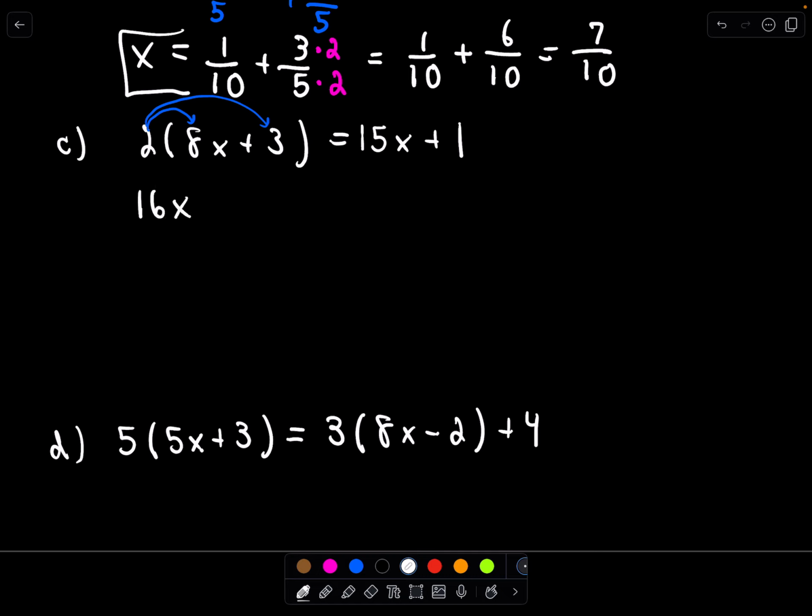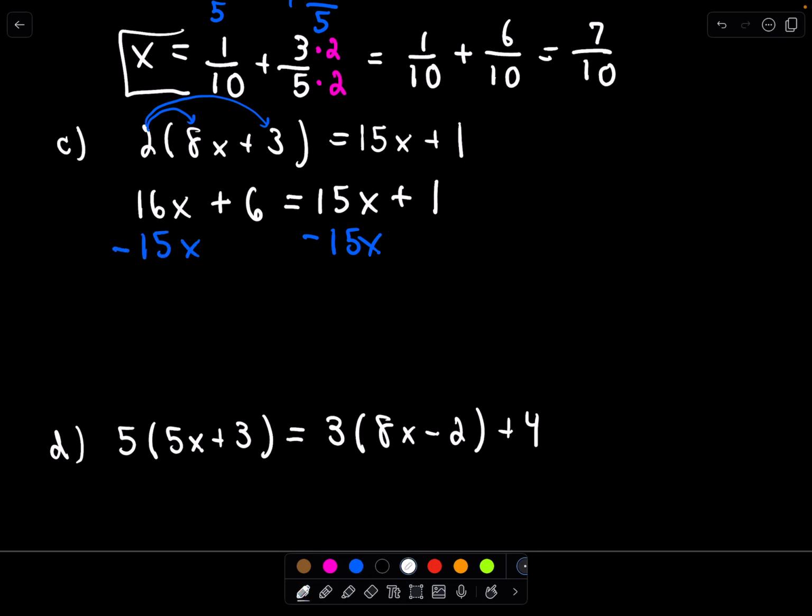We just take 2 times 8. Leave the x alone. 2 times positive 3 is positive 6. The right side, there's nothing to do because there's no parentheses. And now, okay, 15 is smaller than 16. So you may notice these are all kind of set up rather nicely. Maybe you haven't noticed, but we'll talk about this.